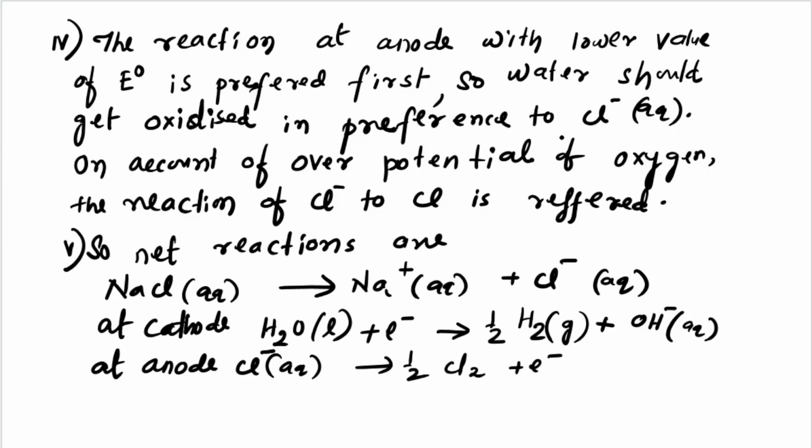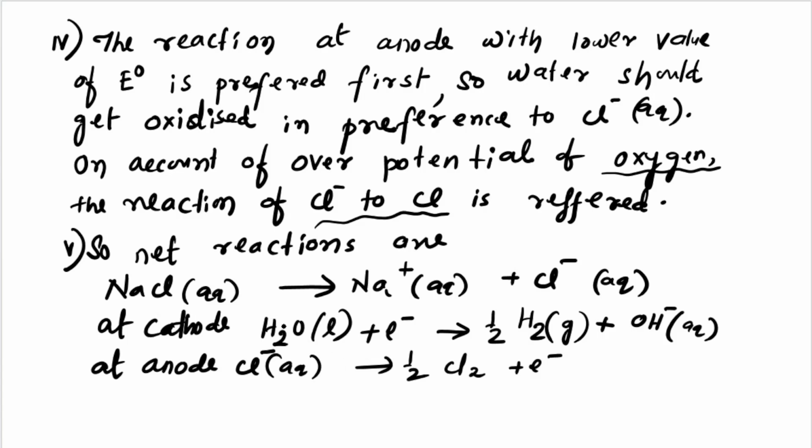But what happened? Due to the overpotential of oxygen, this is not possible; it is just reversed. That means the reaction of Cl minus to Cl is preferred. Then what are the net reactions? NaCl aqueous gives Na plus aqueous and Cl minus aqueous.